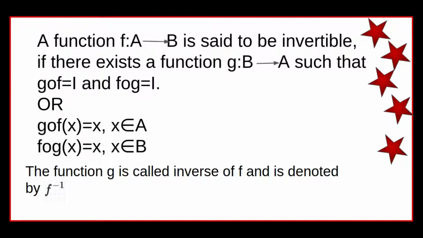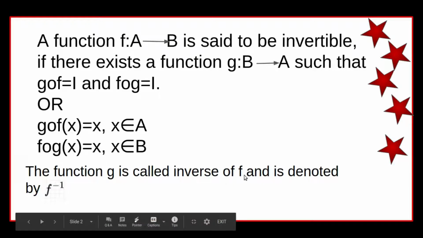A function f from A to B is said to be invertible if there exists a function g from B to A such that g composite f is equal to the identity function on A and f composite g is equal to the identity function on B. That is, g composite f of x is equal to x for all x belonging to A, and f composite g of x is equal to x for all x belonging to B. The function g is called the inverse of f and is denoted by f inverse.